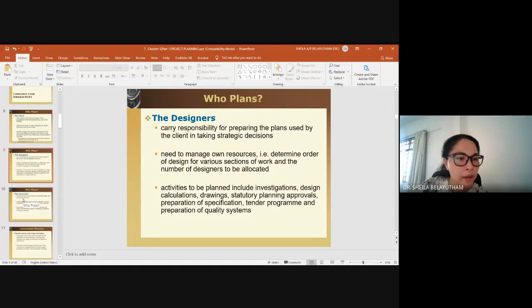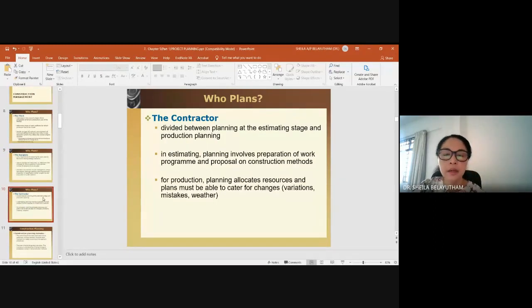And the next stakeholder obviously will be the contractor. The most complicated planning will be done by the contractor. The contractor would need to think how the 2D drawing, and nowadays we have 3D if you're coming up with a BIM model, so the 3D drawing would be translated into physical build on site.